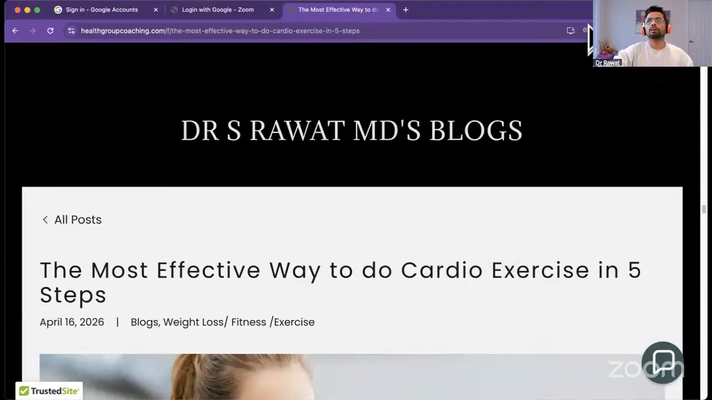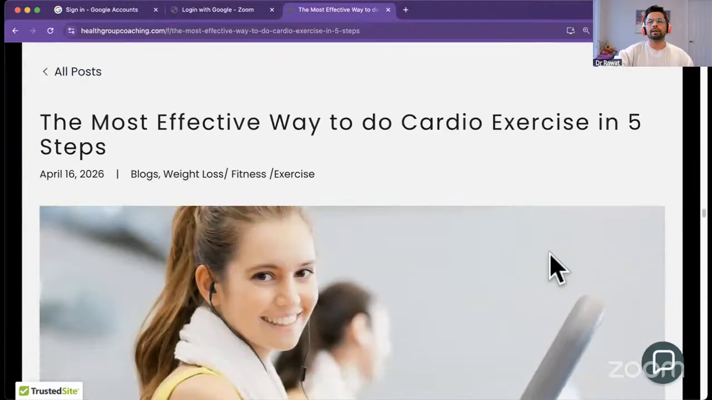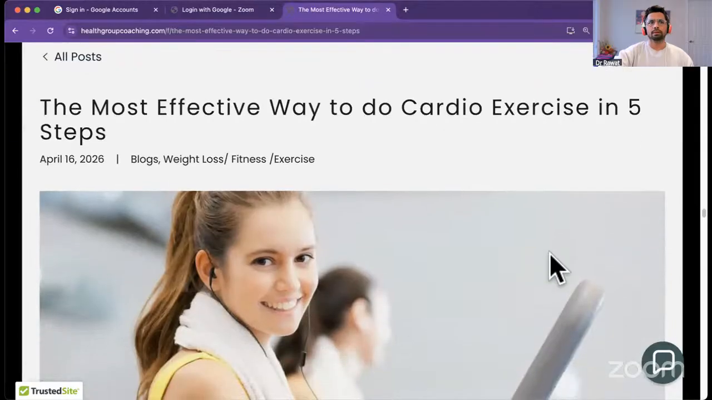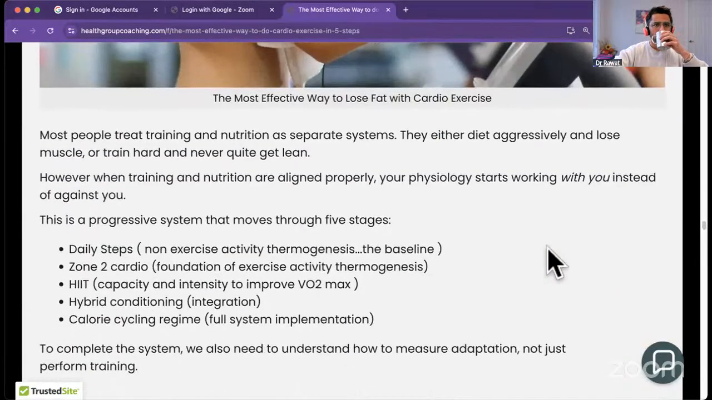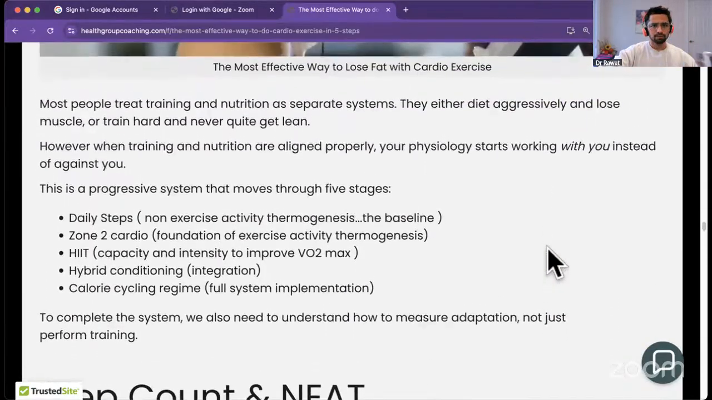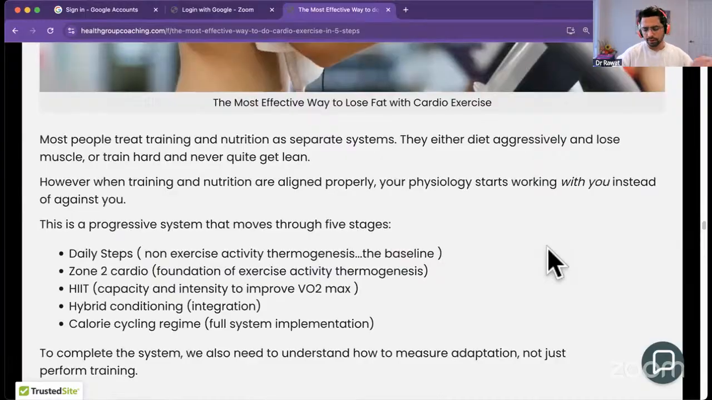This is the blog. It's called The Most Effective Way to Do Cardio Exercises in 5 Steps. Now, I didn't want this blog to be one of those blogs where you have a lot of suspense. No suspense. I tell you the 5 steps straight away, and then we'll go into the 5 steps in a bit more detail. But these are those 5 steps.